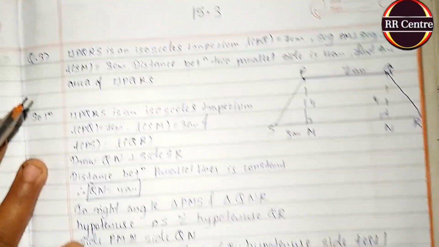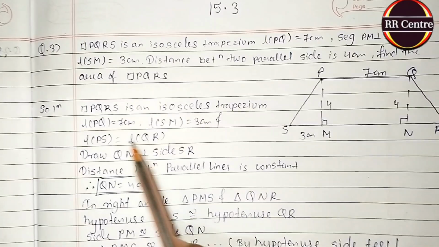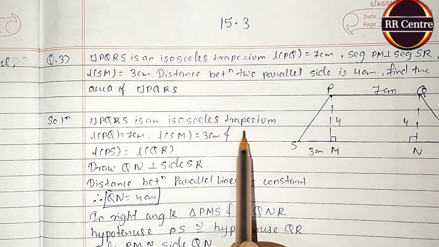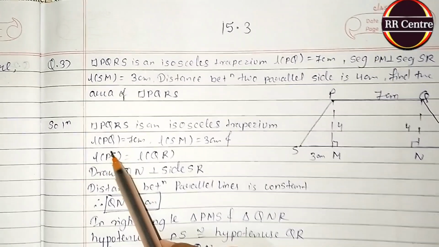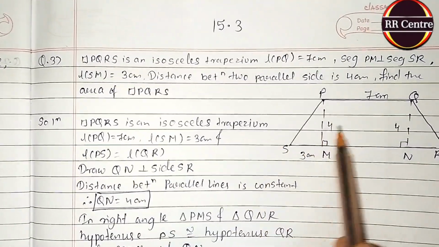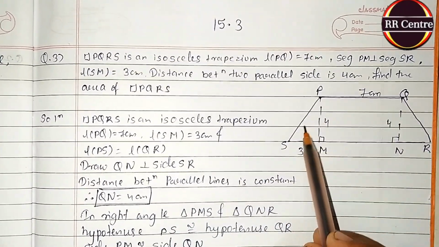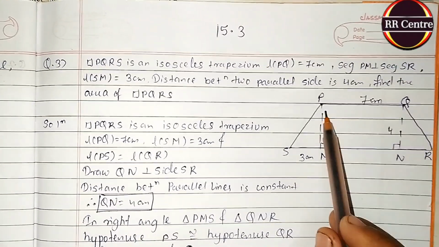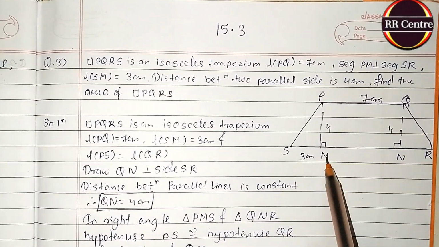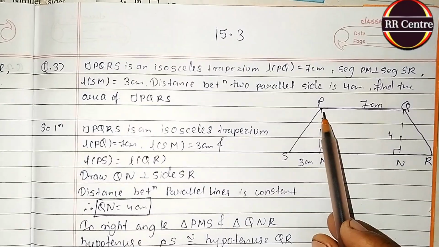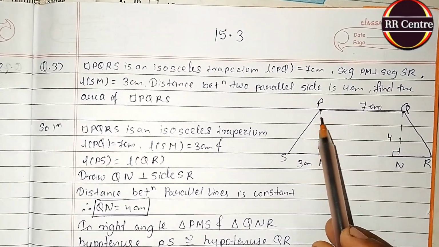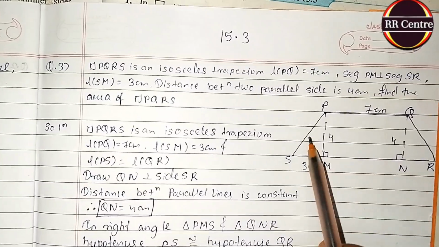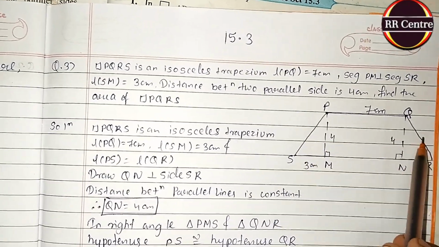Now practice set 15.3, question number 3. Quadrilateral PQRS is an isosceles trapezium, right? ये given है statement. PQ is equal to 7 centimeter, SM 3 centimeter. So therefore length of PS is equal to length of QR. Okay, this one is equal to this one, right?